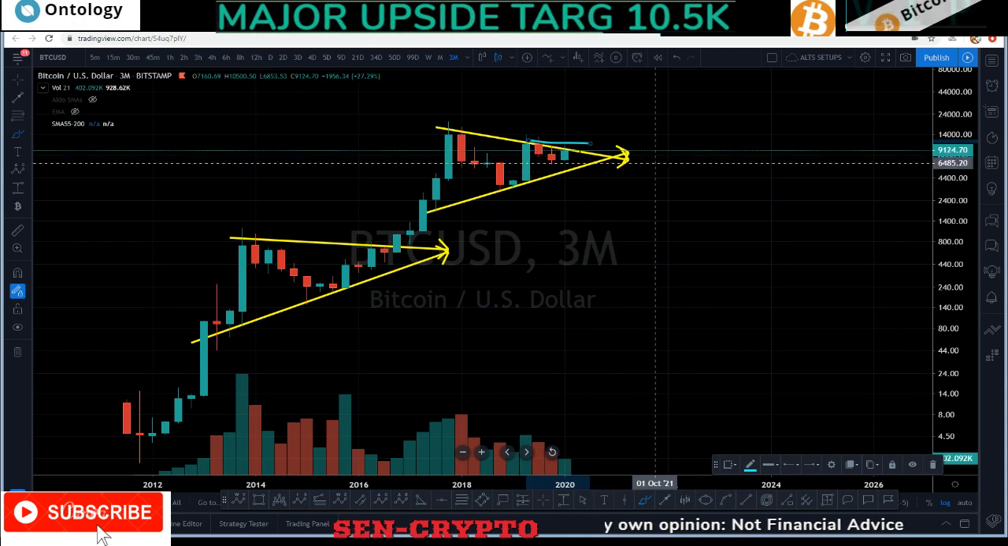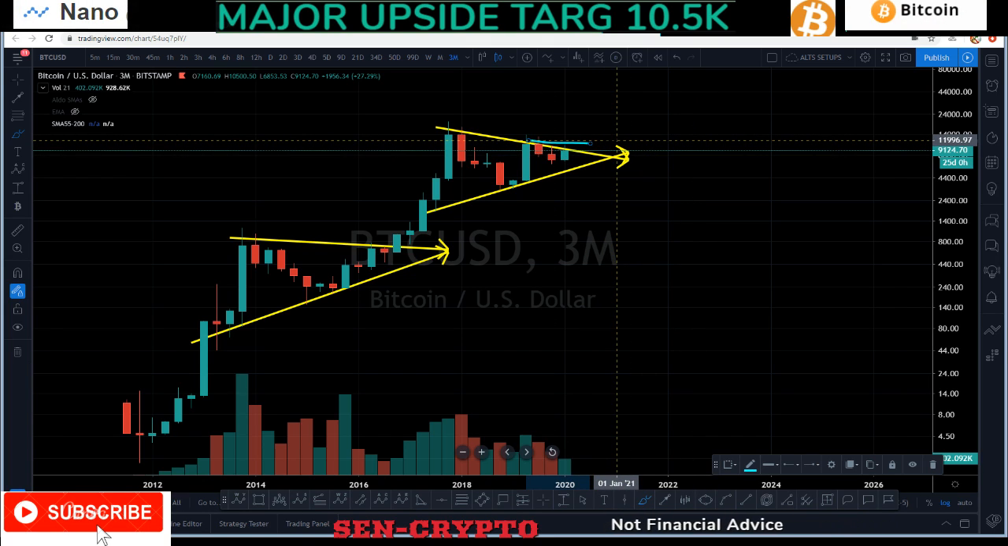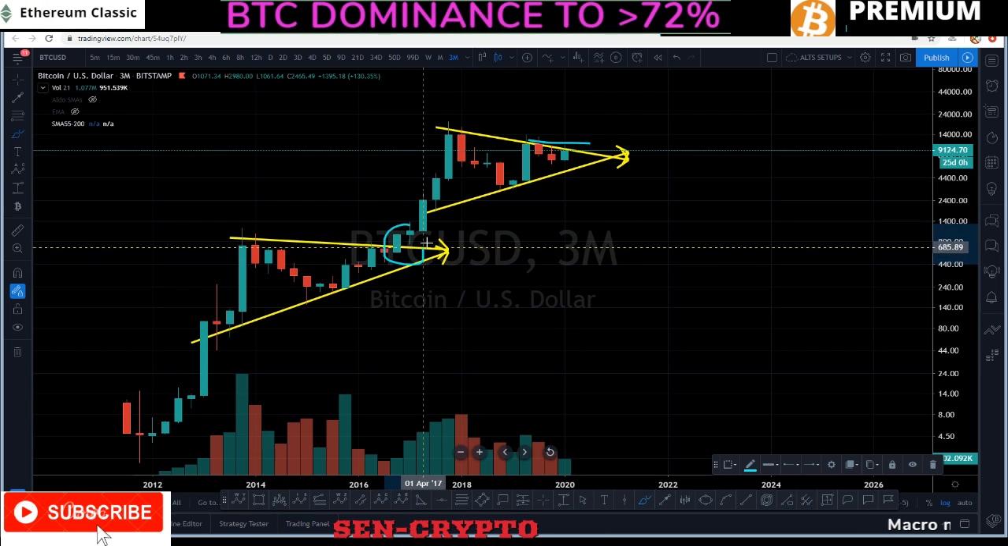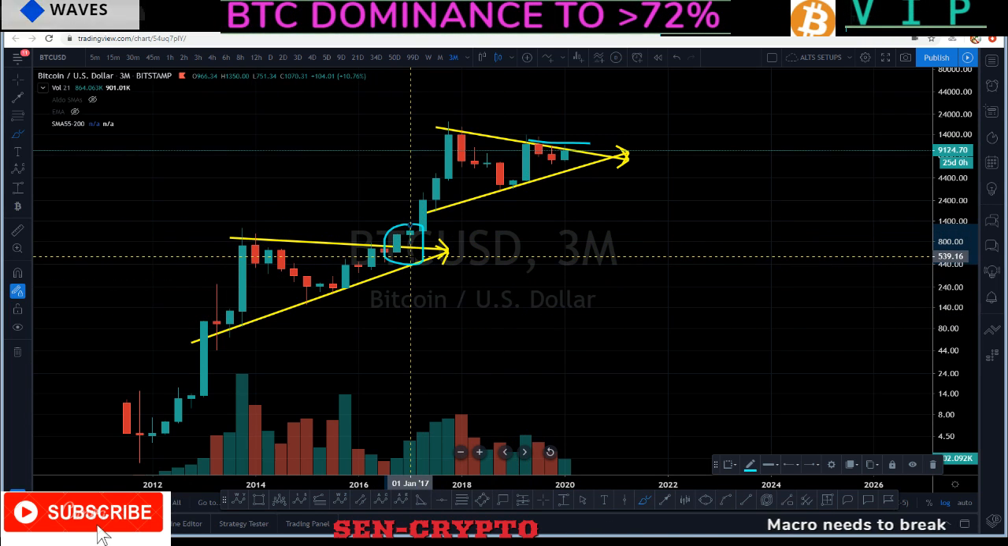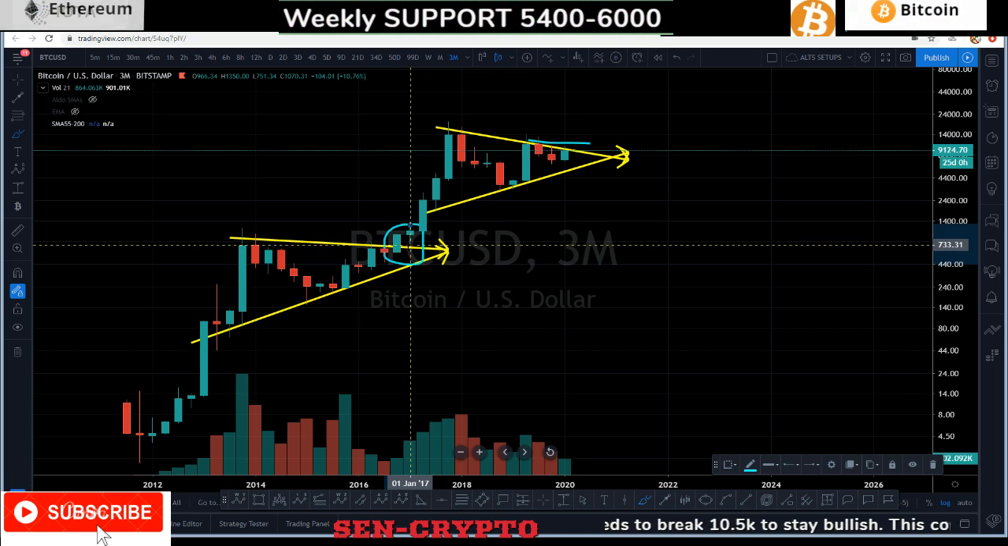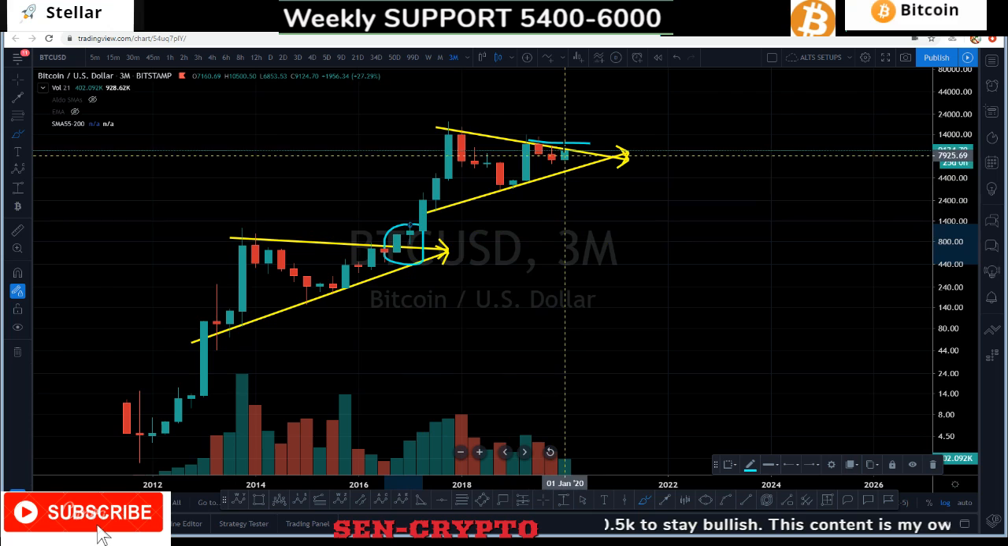That's the level the bulls need to break, at least for the short term, to see any bullish momentum to the upside. You can see we got the same structure back in 2014, actually 2017 roughly. Okay, 2016, early 2017, that's when we got this breakout.